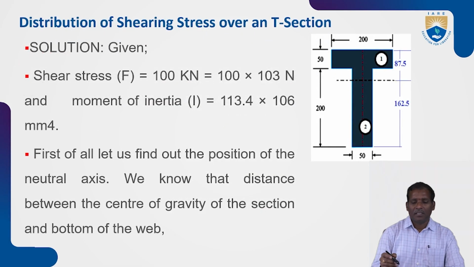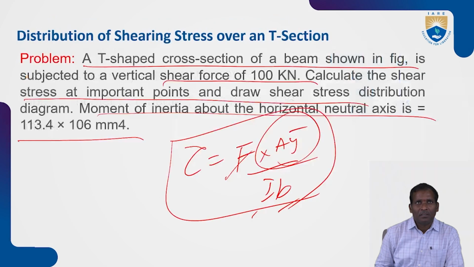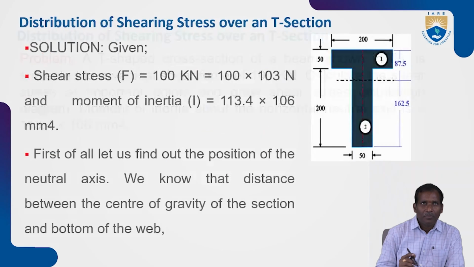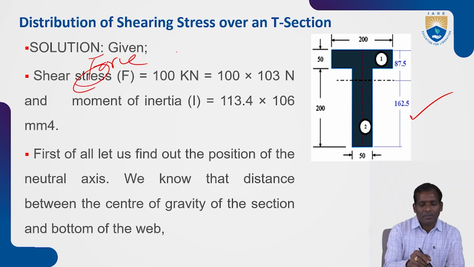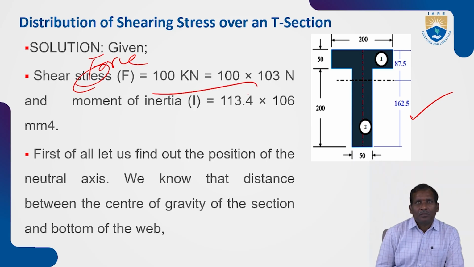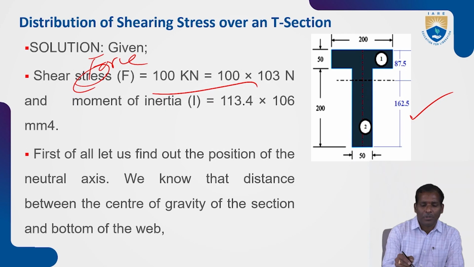See, in this the given cross section is a T section, so the shear stress is equal to, that is 100 kilonewtons. Sorry, shear force, not shear stress. The shear force is 100 kilonewtons, so converted into newtons. And the moment of inertia is also given about the neutral axis, 113.4 into 10 to the power of 6.